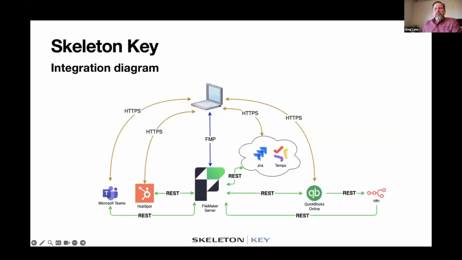So here's a little integration diagram. There's probably other systems that we've integrated that aren't represented here, but we're always looking for opportunities to integrate and streamline our systems. And we want to use the best tool for the job. The salespeople really like to use HubSpot and the features that it has as a CRM and for tracking sales opportunities and deals and things like that. It doesn't make sense for us to rebuild that functionality inside of FileMaker. So we integrate with it where we can.